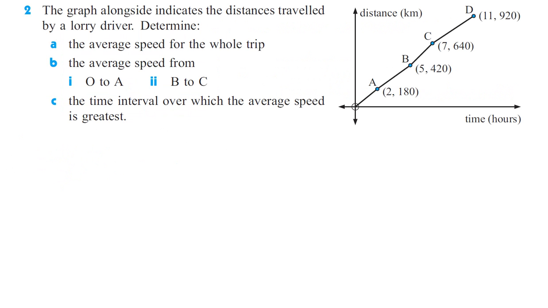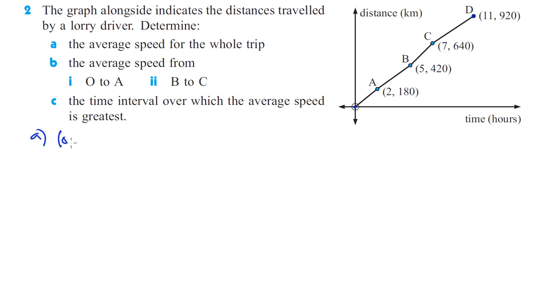Let's take a look at the next one. That is number 2. The graph alongside indicates the distances traveled by a lorry driver. I'm not sure what a lorry driver is, but anyway, determine the average speed for the whole trip. So if we're looking for the average speed of the whole trip, basically you want to take the total distance divided by the total time that it took. So we start at 0, 0, right? So for A, we're starting at 0, 0, and we're ending at 11 and 920. So we just want to find the slope of that line.